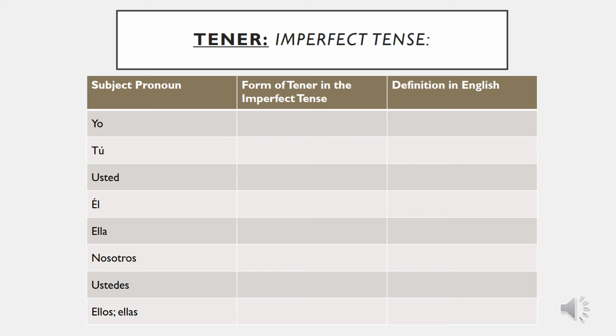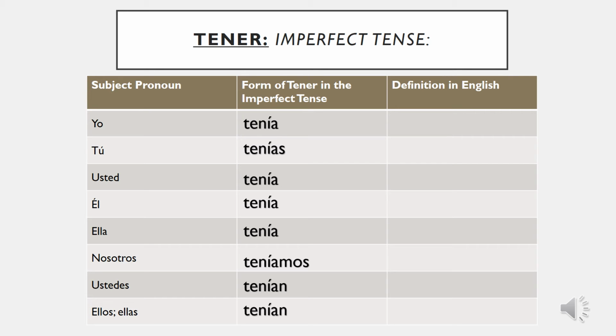The imperfect tense is another past tense in Spanish, and we're going to work on both the preterite and the imperfect this year and telling the difference between each one. So the forms of tener in the imperfect tense are yo tenía, tú tenías, usted tenía, él tenía, ella tenía, nosotros teníamos, ustedes tenían, and ellos y ellas tenían. Couple things to notice. There is no stem change in the imperfect, and all of your forms have an accent mark.